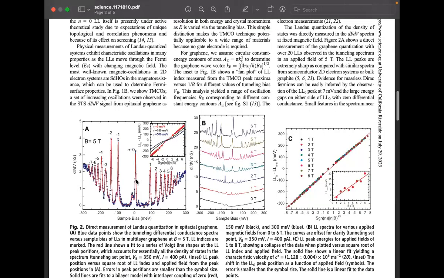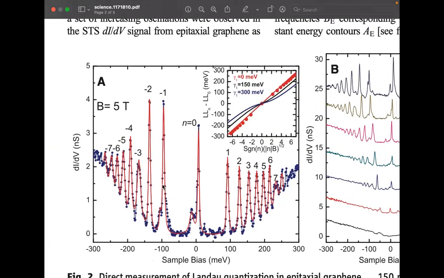I think this is the STM data. At zero energy, zero bias here, you have one Landau level. You can neglect these details. And then at high energy, you have another Landau level, and then n equal to 2. You can see that the spacing is big here, and becomes smaller, smaller, smaller. So this is what people observe.